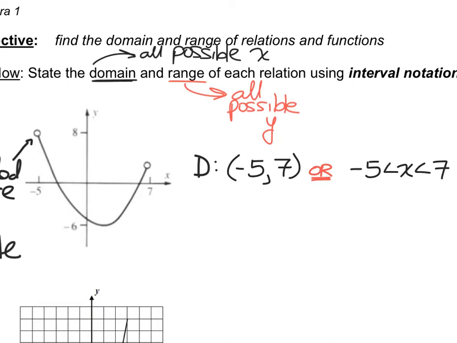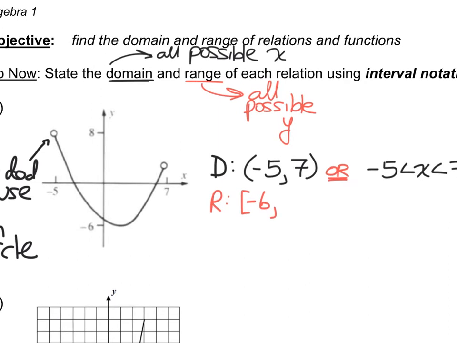All right. So the range. The range is the listing of all possible values of y. What's my lowest y value? -6. Can it be -6? Yeah. I don't see an open circle there. So square bracket. Let me make it look a little nicer. What's the highest value of y? 8. Can it be an 8? No, open circle, so parentheses.